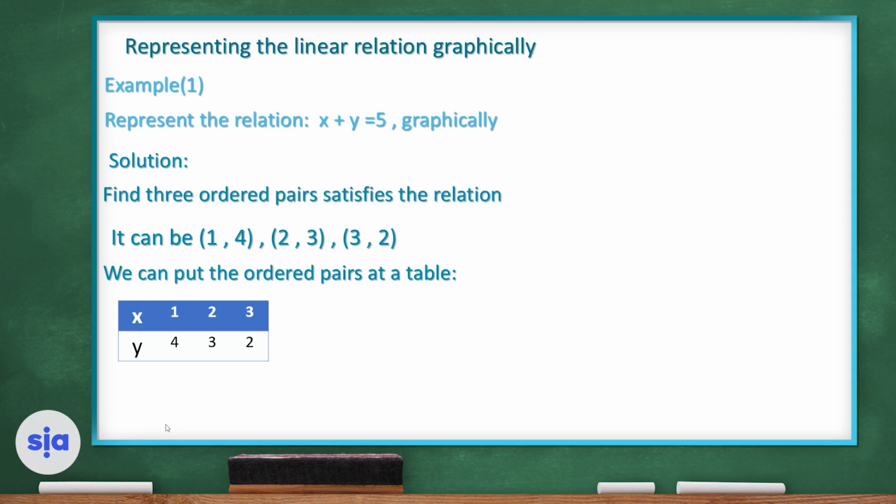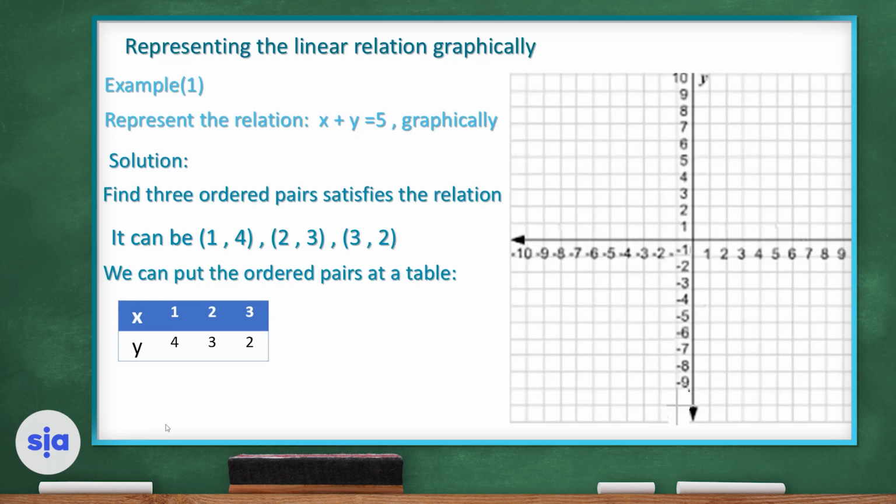We can represent this on a graph. Here's the xy coordinate plane. We plot the first point 1 and 4, the second point 2 and 3, the third point 3 and 2, and we connect between them. So as we can see, the graph is a line. So the linear relation, when we put it on a graph, forms a line.